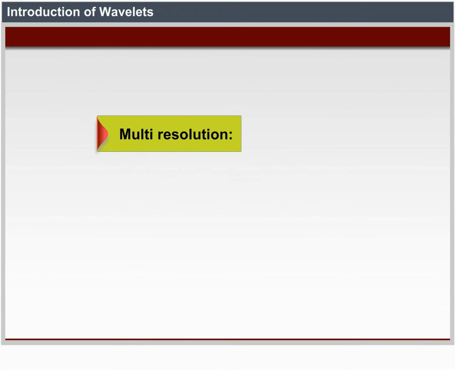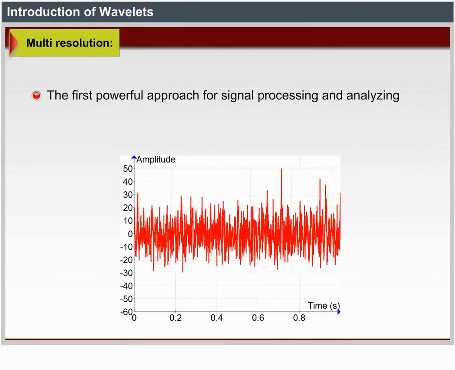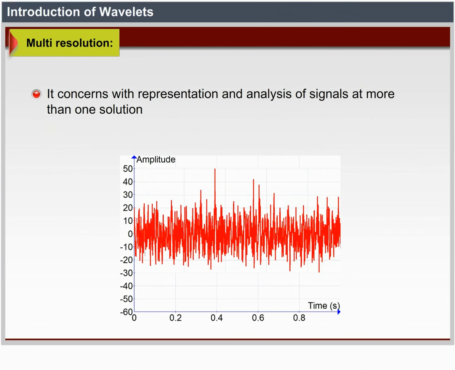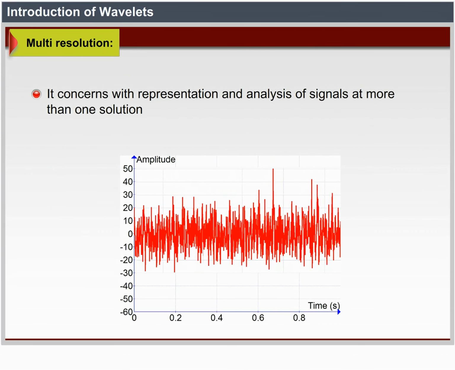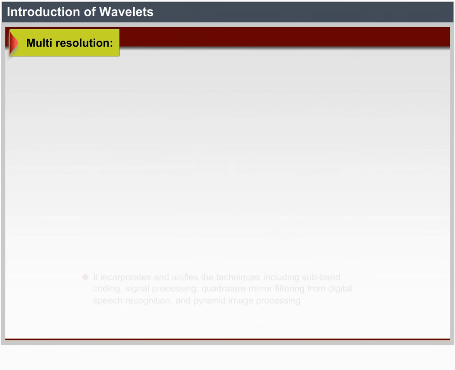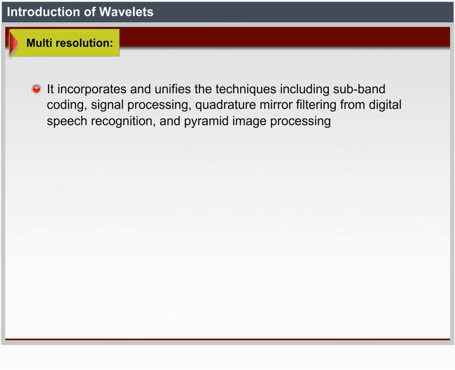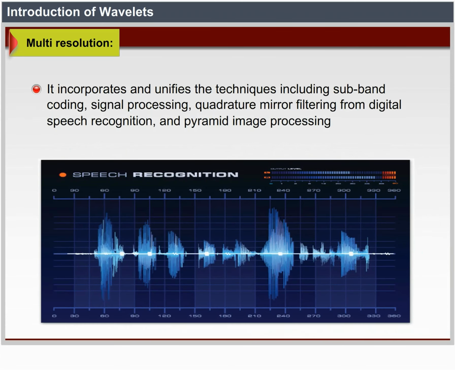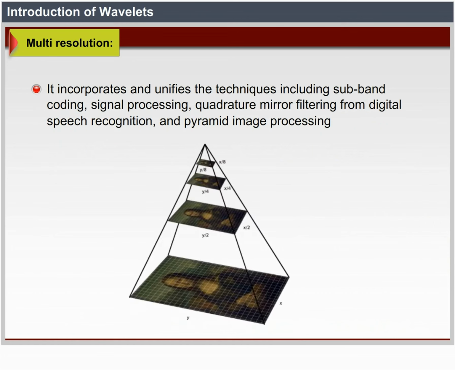Multi-resolution: the first powerful approach for signal processing and analysis. It is concerned with the representation and analysis of signals at more than one resolution. It incorporates and unifies techniques including sub-band coding and signal processing, quadrature mirror filtering from digital speech recognition, and pyramid image processing.